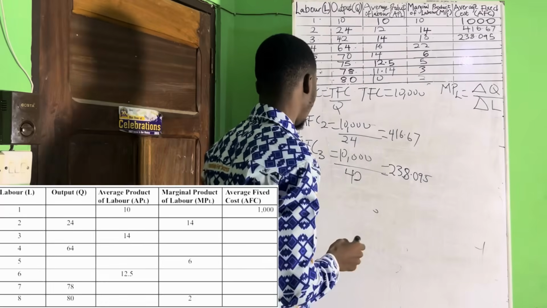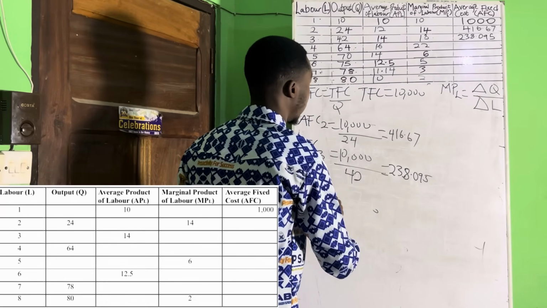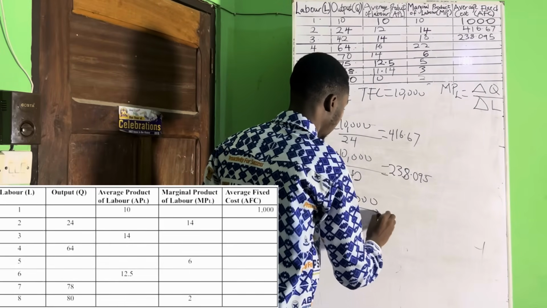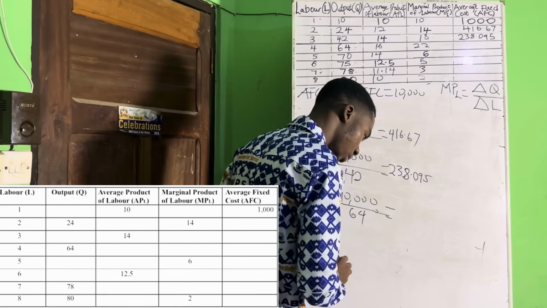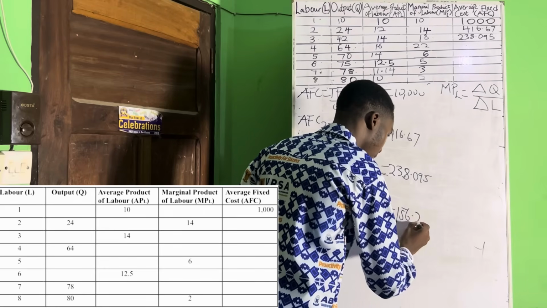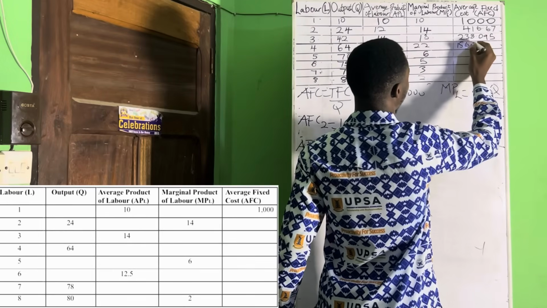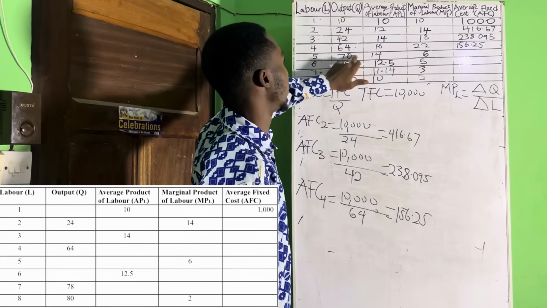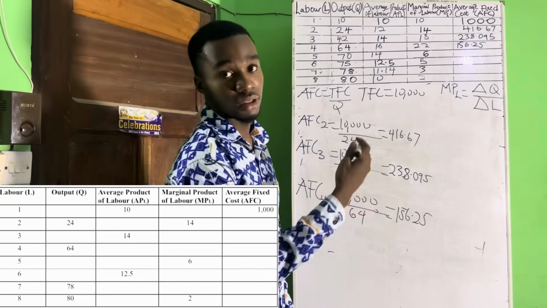Then we go to the average fixed cost for the fourth one, which is here. So it's also 10,000, which is our total fixed cost, over the 64. You get it? So when you punch this on the calculator, you should be getting 156.25. So here you just realize that 156.25 is just going to be 10,000 over this. So the next one will be 10,000 over 70, 10,000 over 75, 10,000 over 78, 10,000 over 80. You just input the values there.